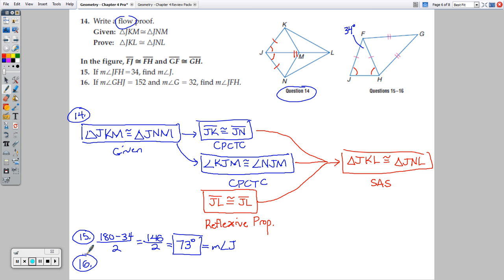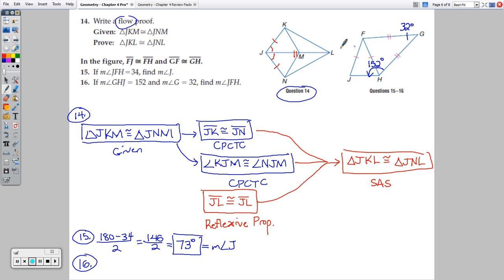And number 16. Now it looks like GHJ. I'm going to erase what I had there because it's not necessarily saying that what's true in 15 is true in 16. So let's get rid of that and start over again with that picture. And let's see, we got GHJ, this whole thing from GHJ to connect the dots. So we've got that whole angle from there to there. It's 152 degrees. We're given that. The measure of angle G is 32 degrees. So they're saying this one right here is 32 degrees. Find the measure of angle JFH.